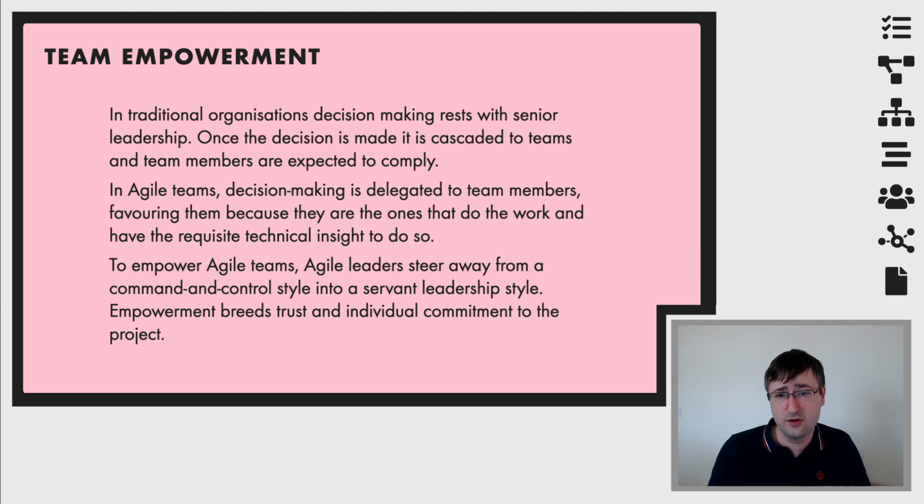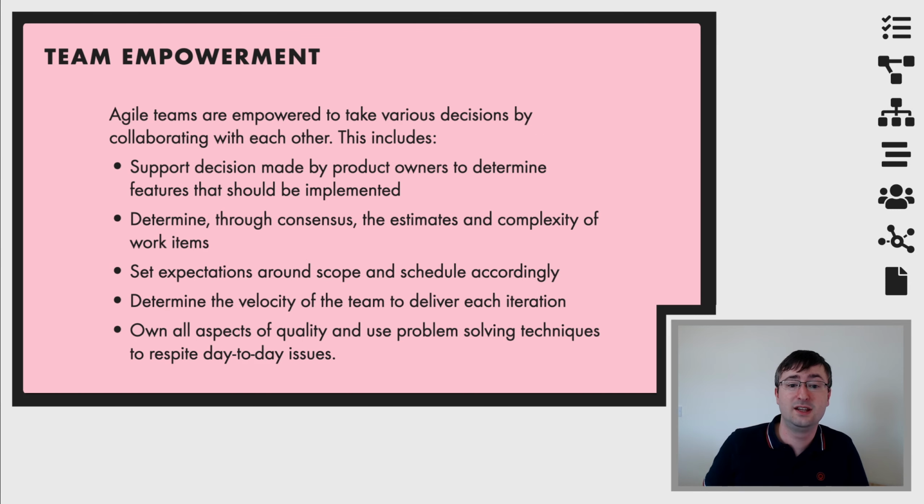The idea here is that if you're empowering people, you're beginning to build up a level of trust and an individual commitment to the project itself. And this is something that's vitally important inside of Agile teams. You really want Agile teams to support each other, to support the decisions that are made by product owners. You want them to work through consensus. You don't just want one person to be the one that says, we're going to go off and do things in a particular way. You really want to be able to set the expectations and then let people live up to those expectations. And you really want teams themselves to be able to set the velocity for the work that they're wanting to do.